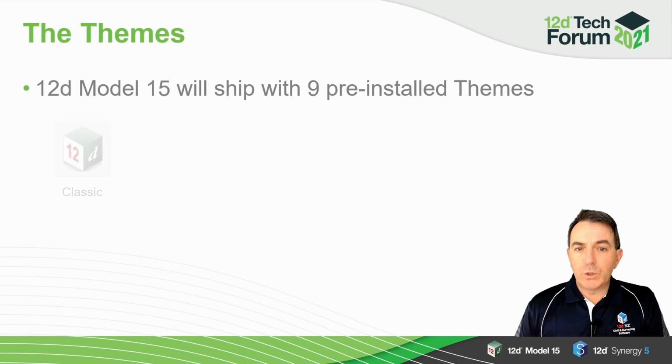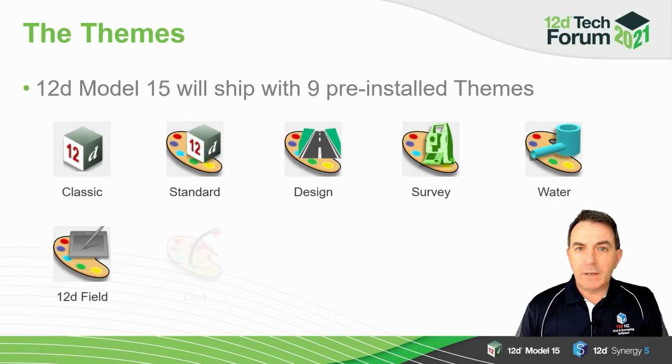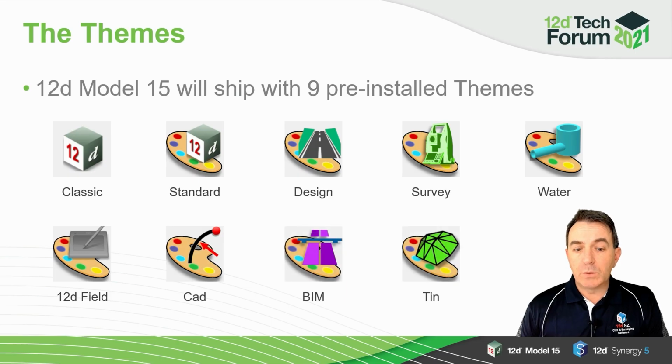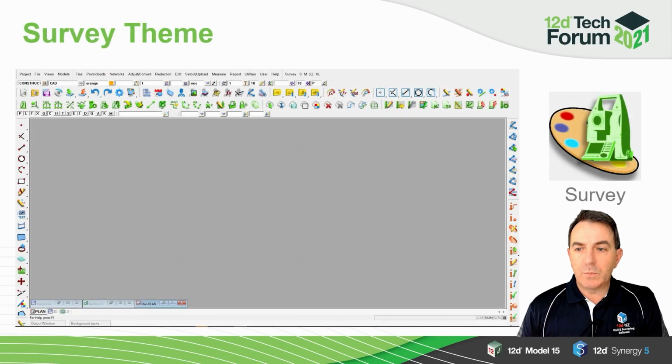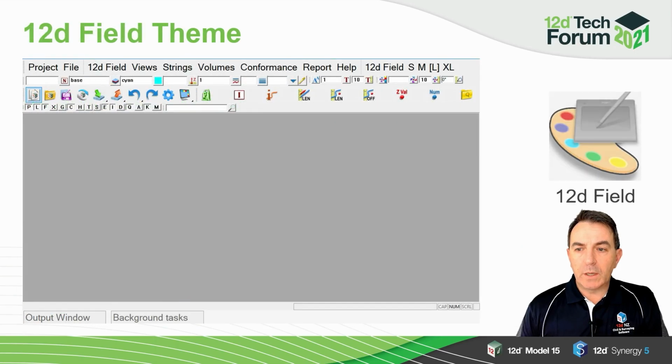So the themes, 12D model will ship with 9 pre-installed themes: Classic, Standard, Design, Survey, Water, 12D Field, CAD, BIM and Tin. And all of the procedures and the workflows and the layout for these themes have been pretty well thought out by a group of the 12D developers who not only have pretty extensive experience within 12D model, but also in the disciplines that these workflows and themes have been set up for. But we are here today to talk about 2 themes. First one we're going to talk about is the survey theme. And we're also going to talk about the 12D field theme as well.